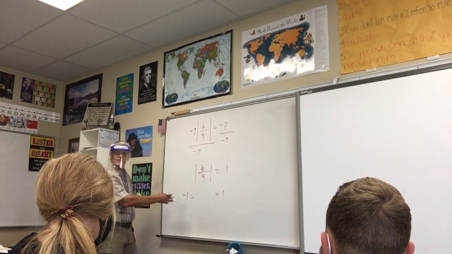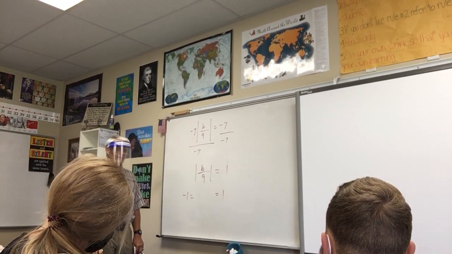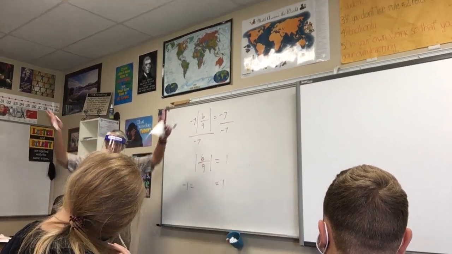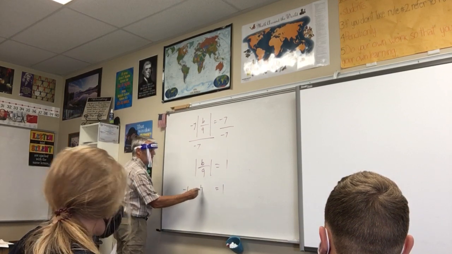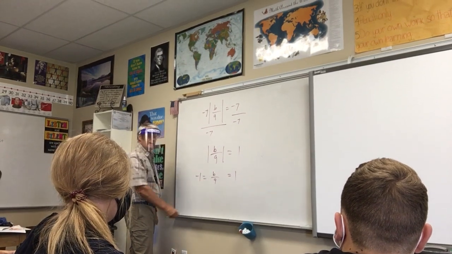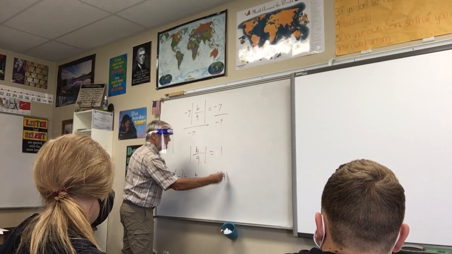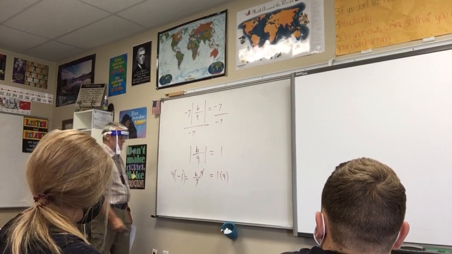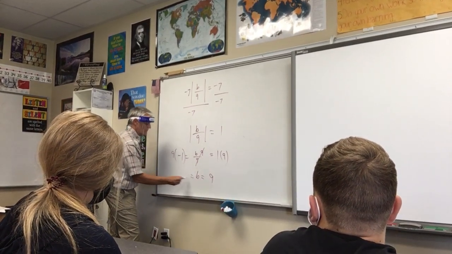Now this is where those two branches come in, Chase, when you graph it, because you're taking two opportunities. That's why they're going out in two different directions. B over 9. What's being done to the variable is dividing by 9. So I'm going to times by 9. These cancel. So B equals positive 9 or negative 9.